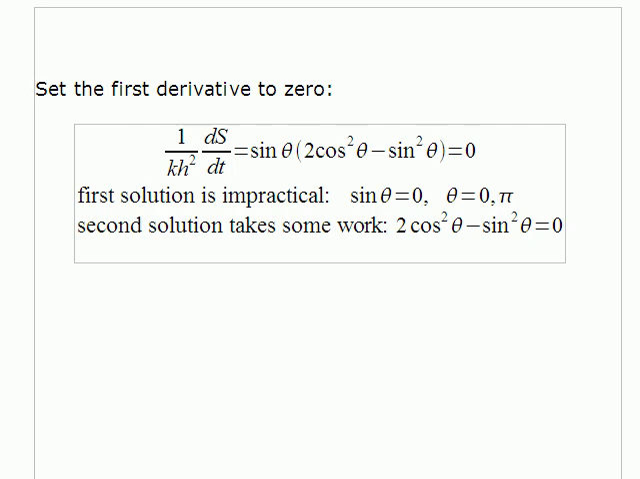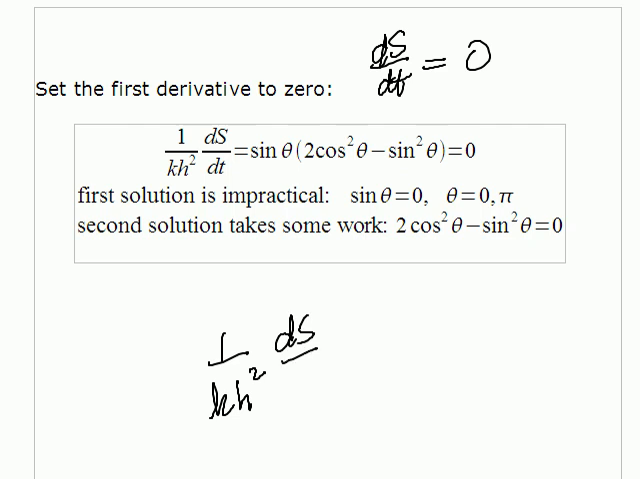So what I'm doing here is setting the first derivative to 0. And if you're troubled by these constants over here, if this is 0, 1 over kh squared ds by dt is also 0, so it doesn't matter about the constants. So here are the terms I'm setting to 0.